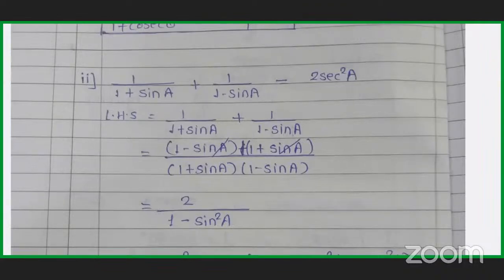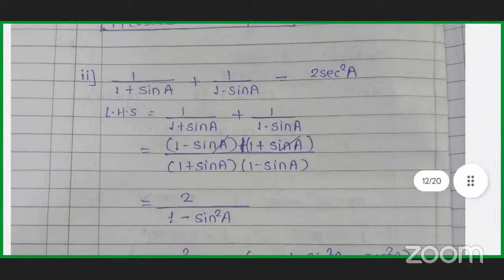So what is the LHS? 1 upon 1 plus sin A plus 1 upon 1 minus sin A. Same the denominator, so cross multiplication. So 1 minus sin A plus 1 plus sin A upon 1 plus sin A multiplied by 1 minus sin A. Here minus sin A plus sin A get cancelled. So 1 plus 1, that will get 2.